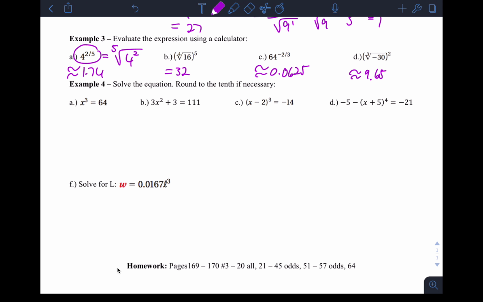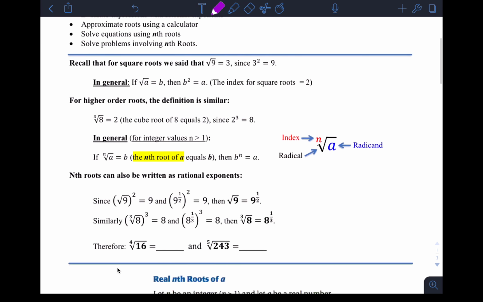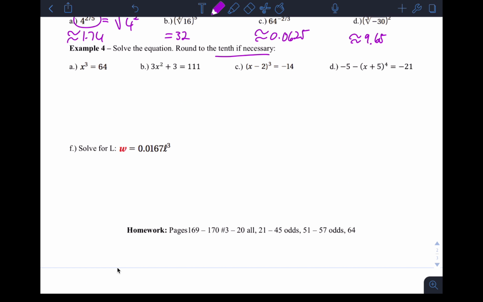Finally, the last example 4 is solving equations. It says round to the 10th if necessary. So we'll go through here and just apply everything we've learned so far in section 3.1 to solve these equations. So just like we had before, I'll do a different example here. We had something like x squared equals 4. We learned that the way to solve this equation is take a square root on both sides, and when you take an even root you always get plus minus, and the square root of 4 is 2.